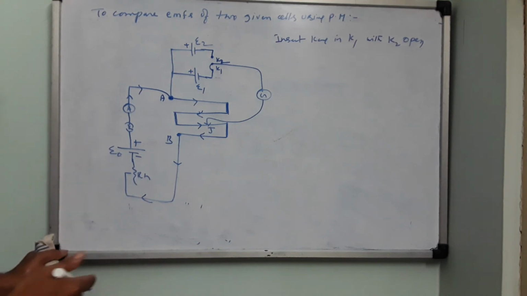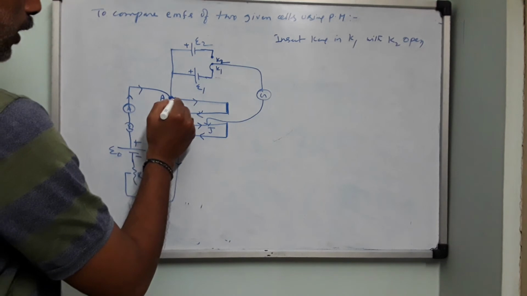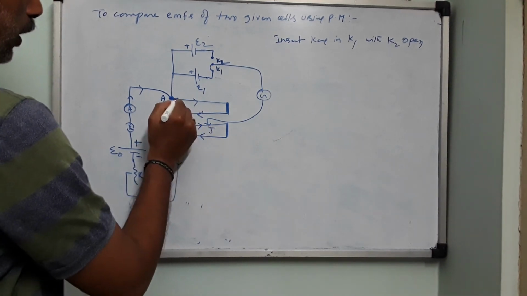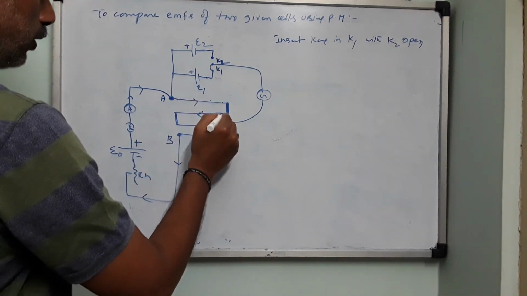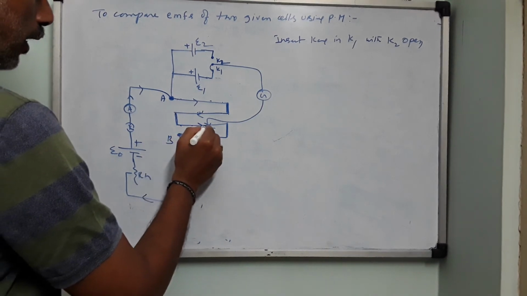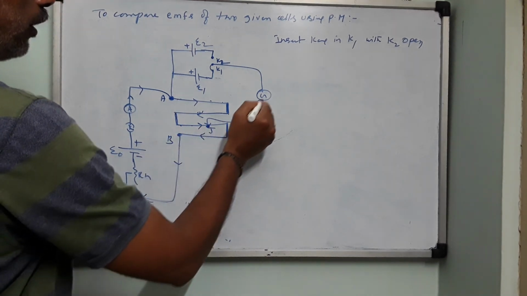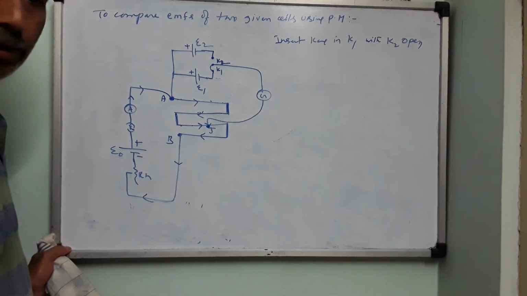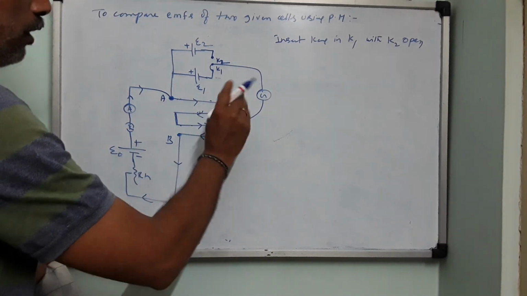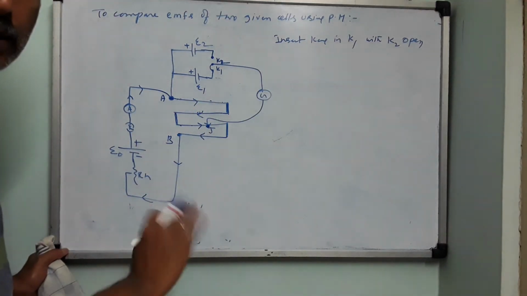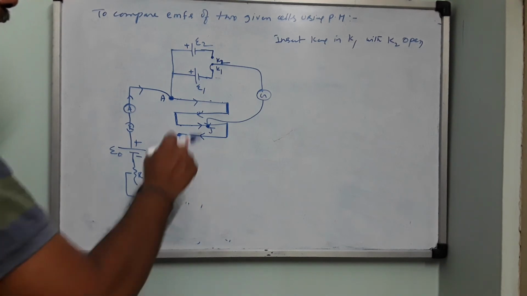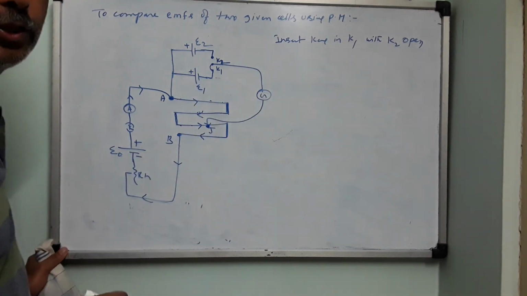Fine. Now, go on touching the wire with the help of the jockey from this point, this point, this point, this point, this point, this point, this point. When you come exactly to this point, your galvanometer shows zero deflection. For all other contacts, it was deflecting towards right or towards left. Only at this point J, it is showing a zero deflection.